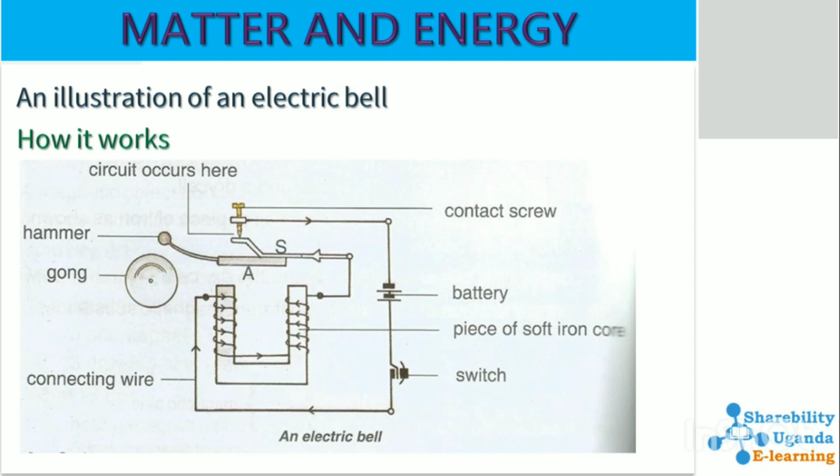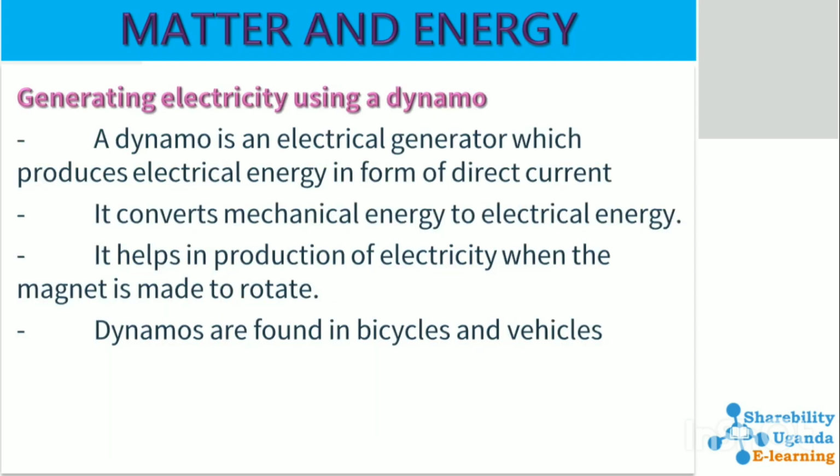When the hammer hits the gong, in that instant, it breaks the circuit at S, and then there's no current flowing. Remember, when there's no current flowing, this iron core loses its magnetism, and that process will repeat. It will repeat procedurally, and that is how the electric bell works.